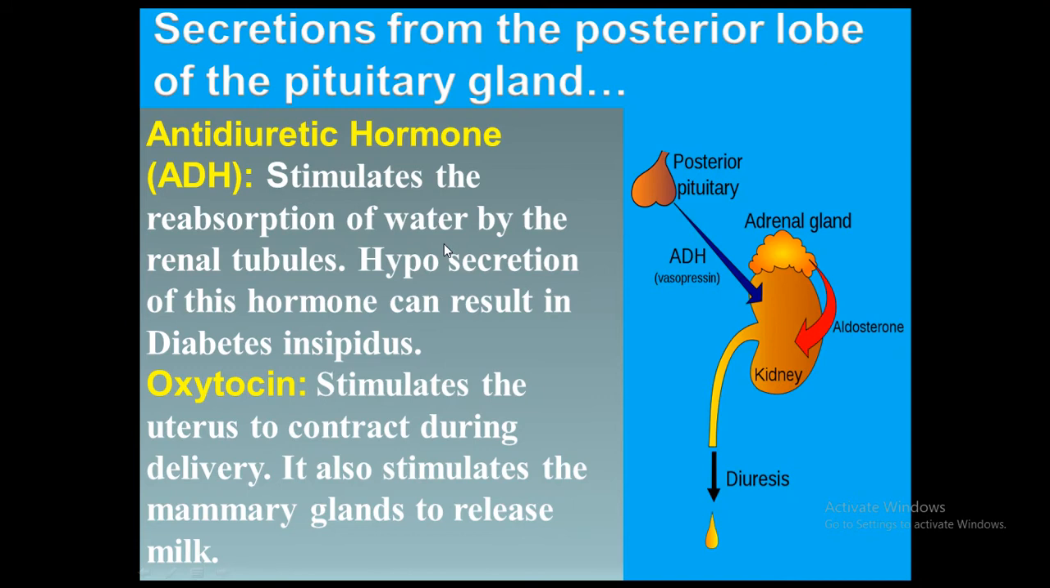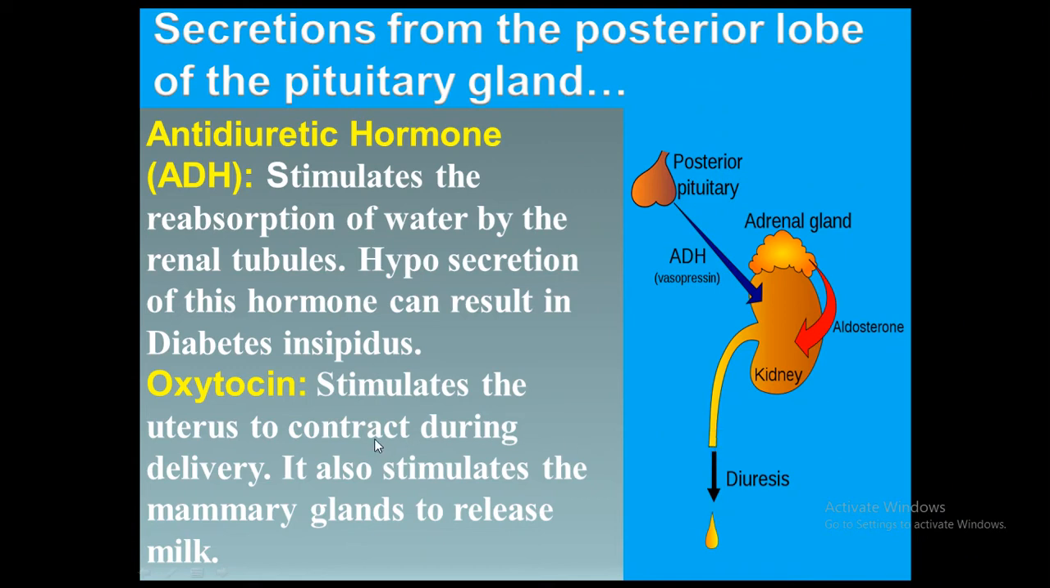So if antidiuretic hormone is less, then you can be affected by diabetes. Oxytocin is another hormone secreted from the posterior part of the pituitary gland. What is its function? Look, it stimulates the uterus. This hormone helps the contraction of the uterus during delivery. It also stimulates the mammary glands to release milk.